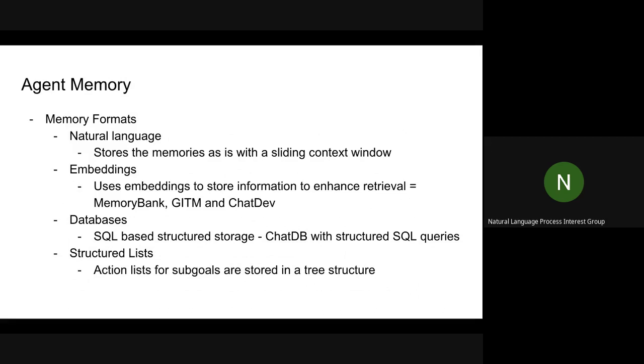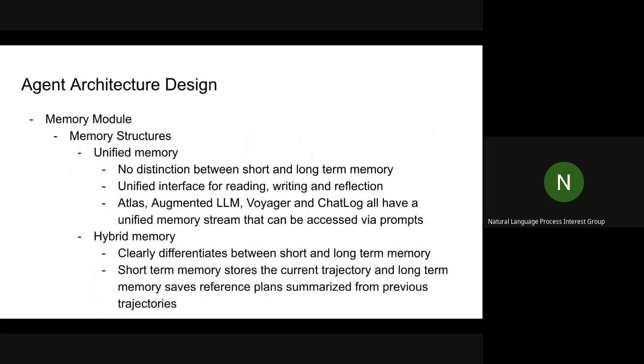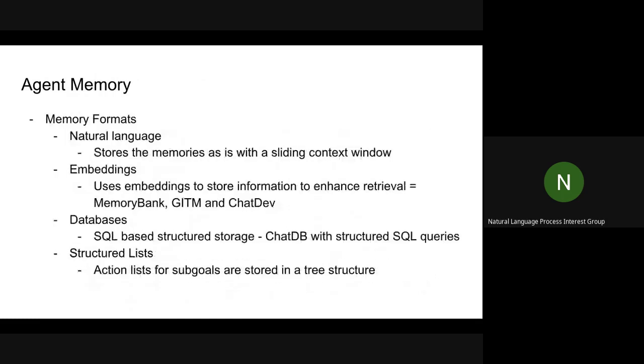Yeah, so this is the memory format, as I mentioned. I think there's a question about how you are storing your memory and what you are storing. And this is the memory structure. They break it down into structures, formats, and operations. The formats are essentially natural language, embeddings, databases, or structured lists. Natural language is just store everything that you get. Embeddings, use embeddings for enhanced retrieval. So memory bank, GitHub, and chat dev all fall in this bucket.